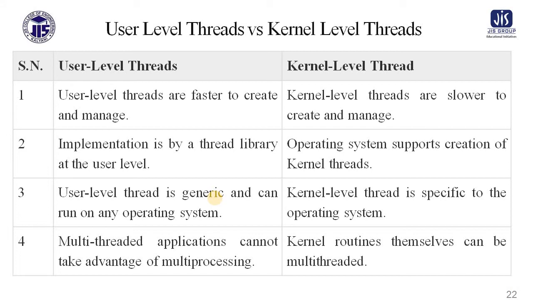So what is the basic difference between user level thread and the kernel level thread? It is a summary of the previous topic. User level threads are faster, kernel level threads are slower. Implementation is by a thread library at the user level. Operating system supports creation of kernel thread. User level thread is generic and can run on any operating system. Kernel level thread is specific to the operating system. Multi-threaded application cannot take advantage of multiprocessing. Kernel routines themselves can be multi-threaded.